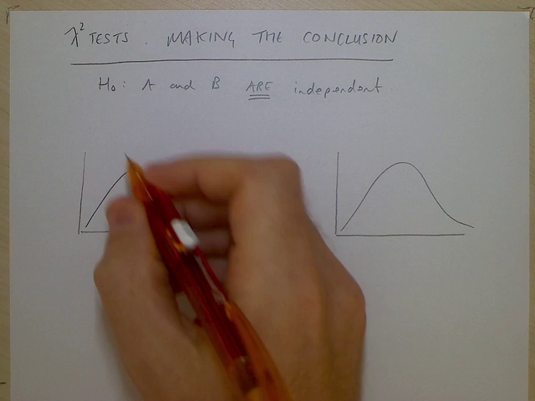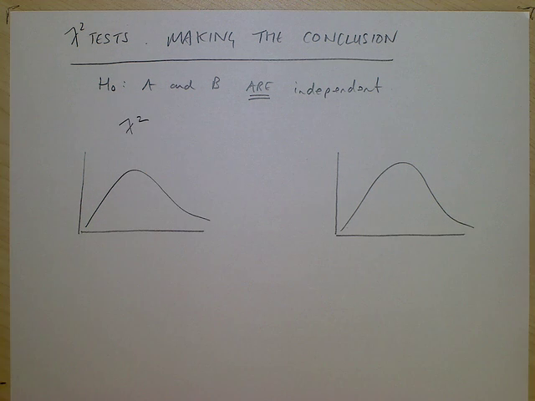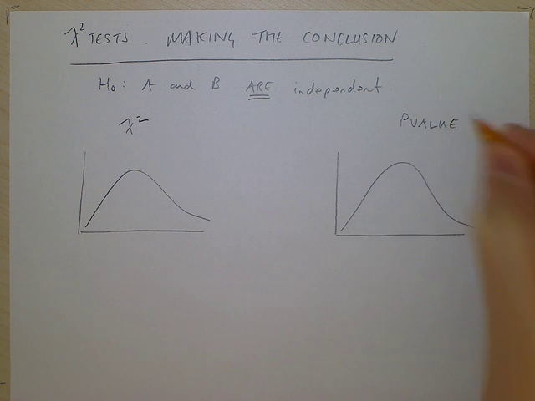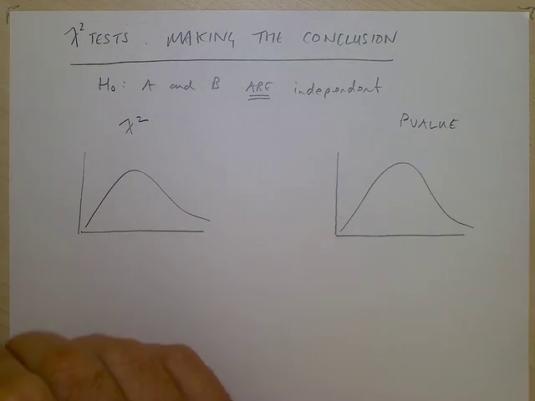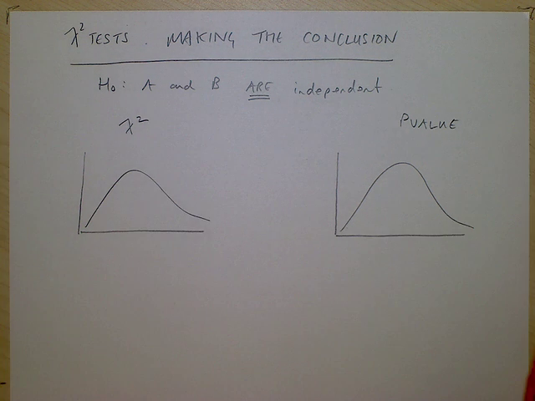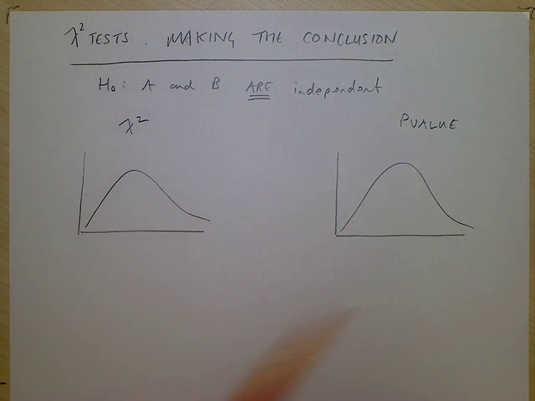Now, as you know, there are two ways in which you can do this, either using the chi-squared values or using the p-value. And in either case, we have a problem with the null hypothesis if the difference between the observed and the expected is too big. And chi-squared, remember, measures how big the difference is.